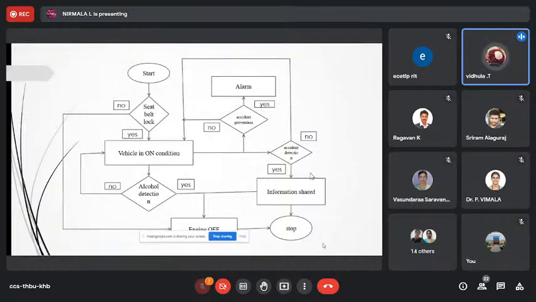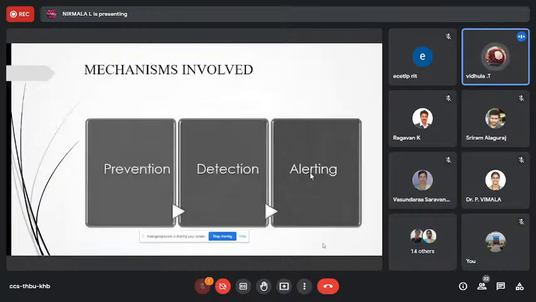Three mechanisms are involved in the project. Prevention is the seat belt check, and detection is the alcohol level in the driver. Alerting is the information shared.